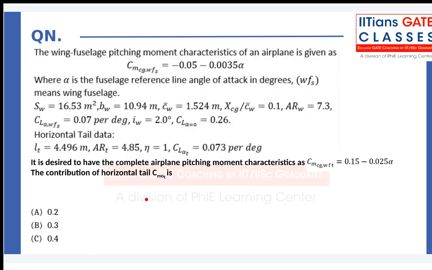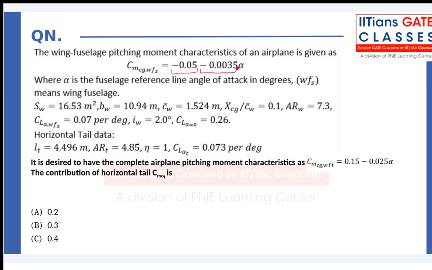Here we have some data given to us, and then you have a set of questions for the same data. So let's just read the data carefully. The wing, fuselage, pitch and moment characteristics of an airplane. So for the airplane, the wing, fuselage contribution of pitch and moment is given here. This is the Cm naught contribution of the wing fuselage, and this is the Cm alpha contribution of the wing fuselage, where alpha is the angle of attack, W and Fs refers to wing and fuselage.